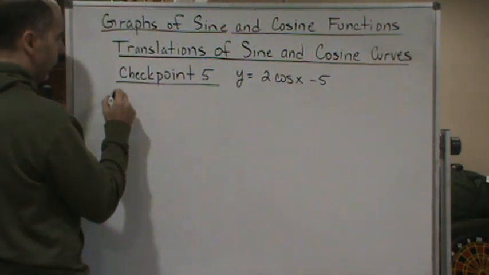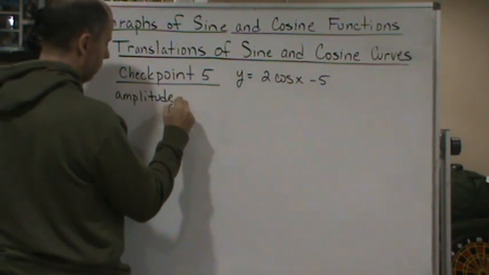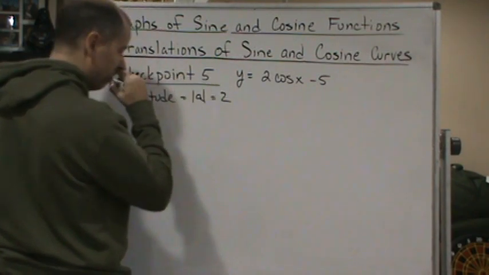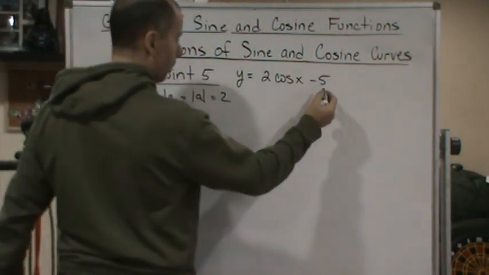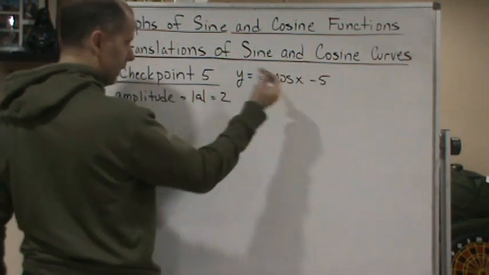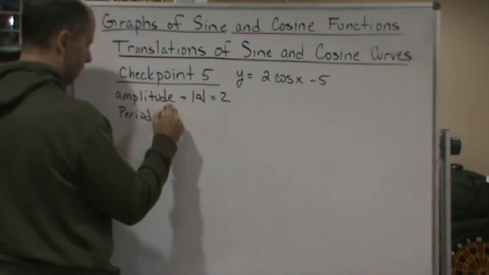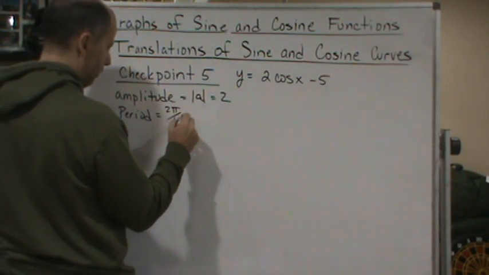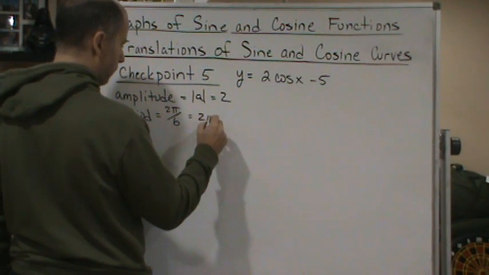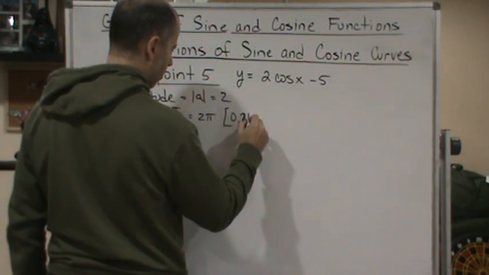So again, the amplitude, which is equal to the absolute value of A, is equal to 2. And the period, well, there's no C value, so the period is going to be, well, B is 1, because it's just X. So the period, which is equal to 2 pi over B, is going to be what? 2 pi over 1. So it's going to be 2 pi. All right? So that means we're going to go from 0 to 2 pi.